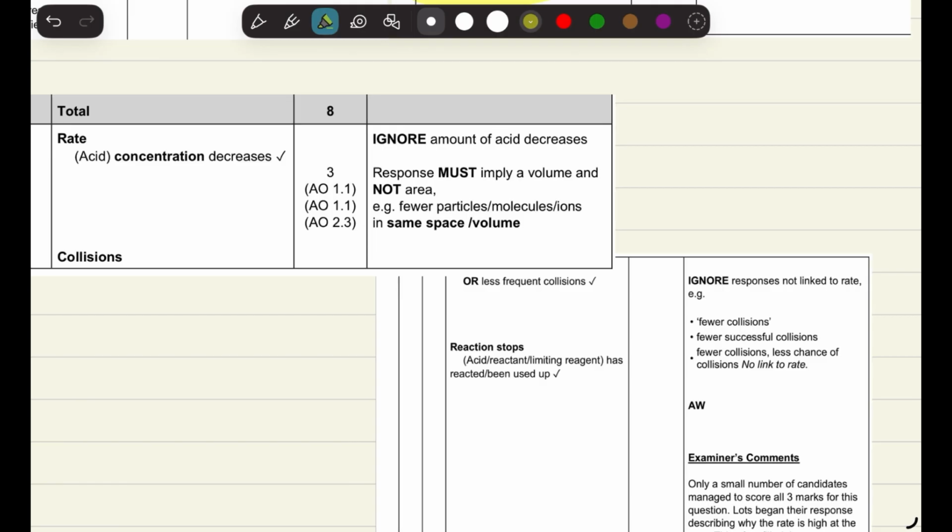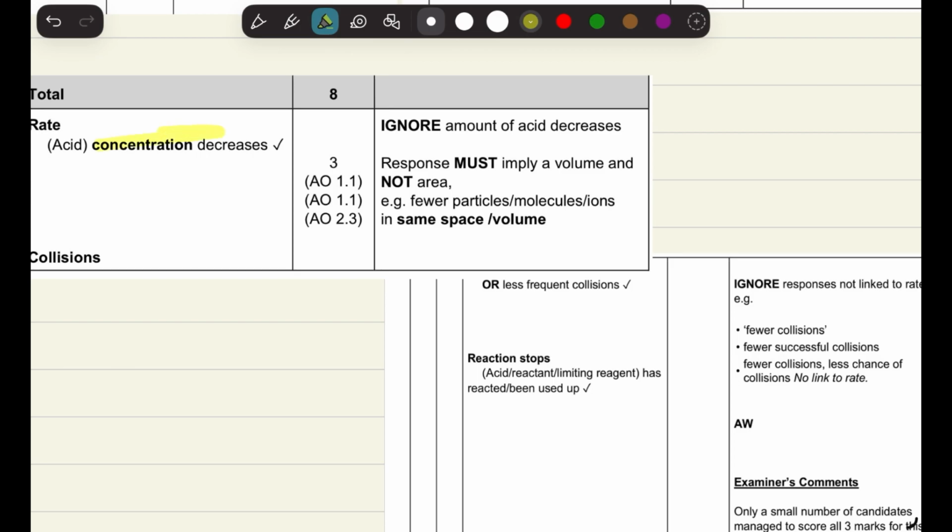So if we have a reaction going on, then we're going to be using up the reactants, right? So that means there's going to be less reactant. Because it's being used up in the reaction, being formed into a product, the concentration is going to go down. And we said if the concentration goes down, there's fewer particles per unit volume.